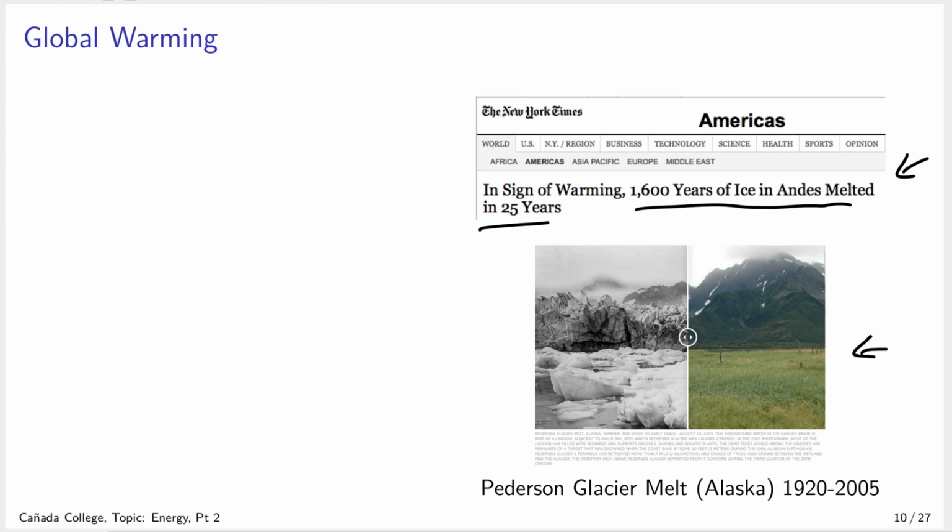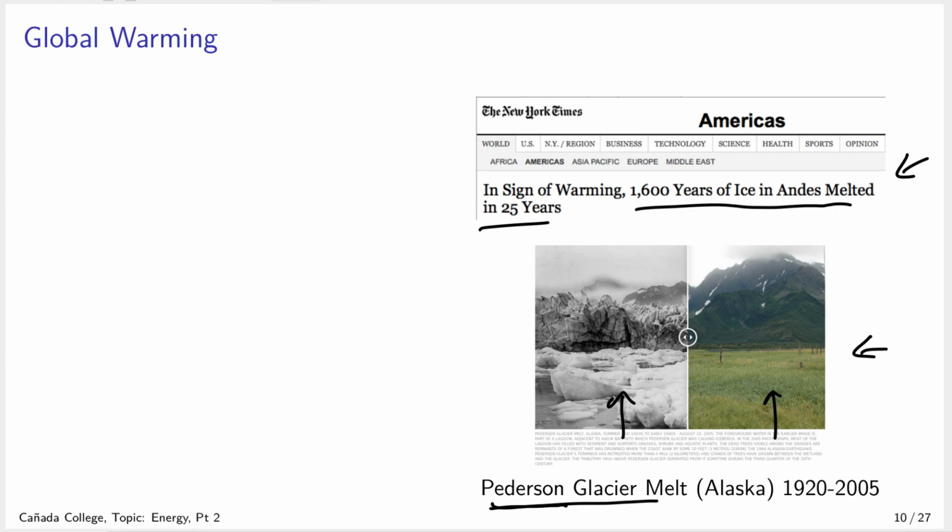You can see a similar effect in Alaska in the 1920s, which is the image here. You had a lot of ice at this glacier known as the Pedersen Glacier, and now this is in 2005. You can see that most of the ice is melted. Okay, and what are these saying?